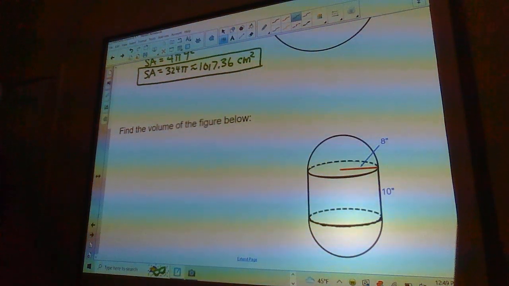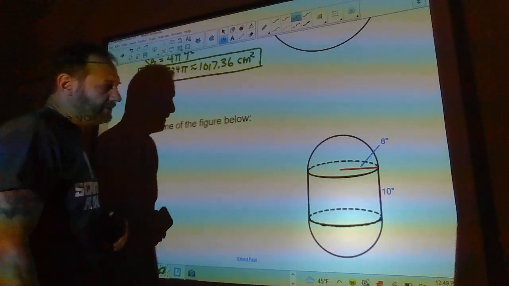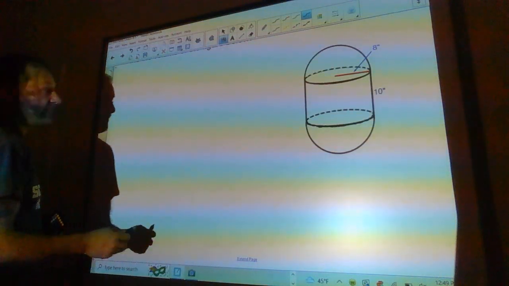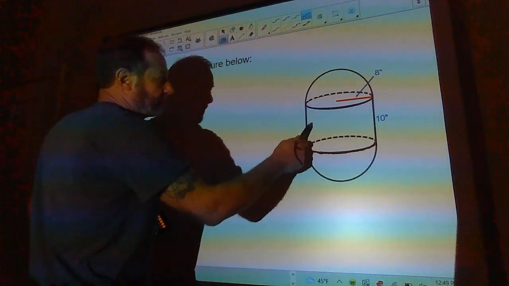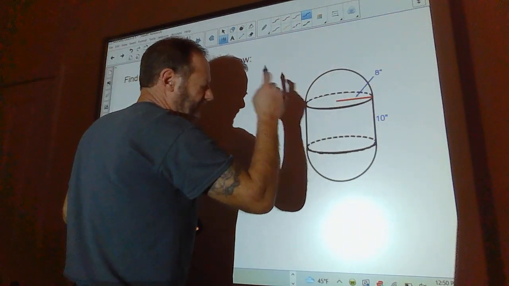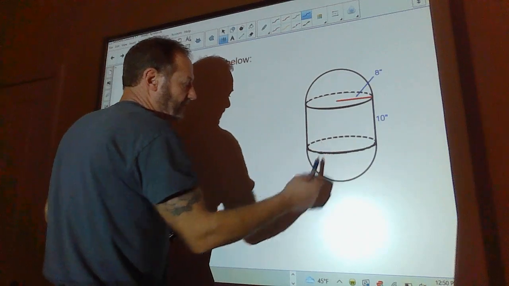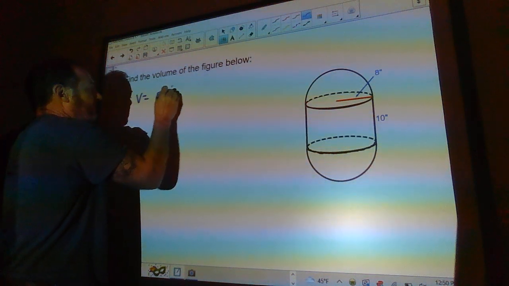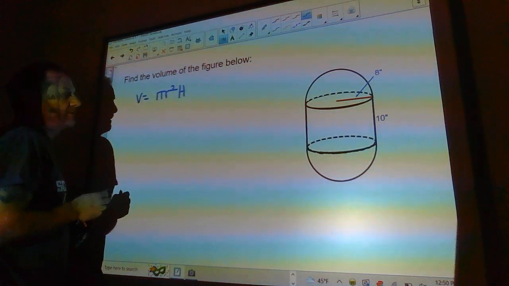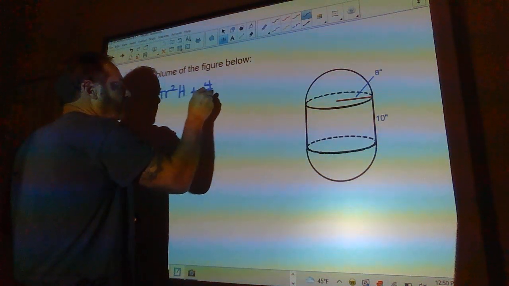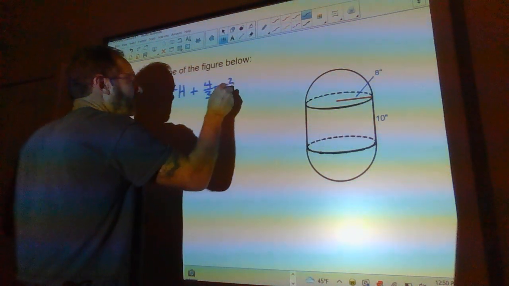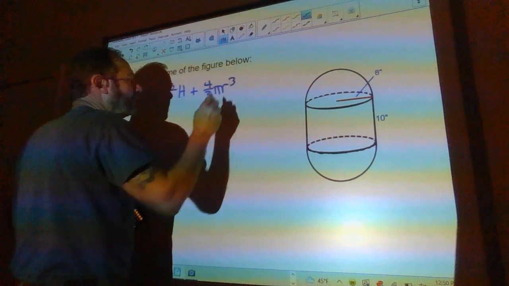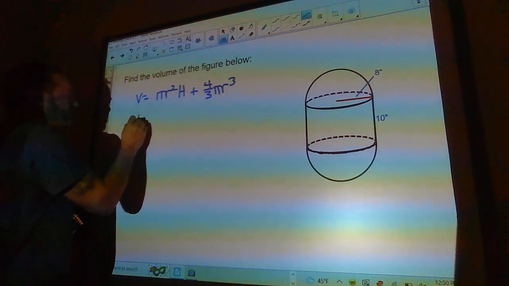All right, now we've got this formula right here. Now, this is like a capsule. So basically what we're going to do is find the volume by finding the volume of the cylinder and adding it to the volume of a sphere, because I've got half a sphere up here and another hemisphere down here. Okay, so the volume of this shape is going to be pi times the radius squared times the height plus 4/3 pi r cubed.